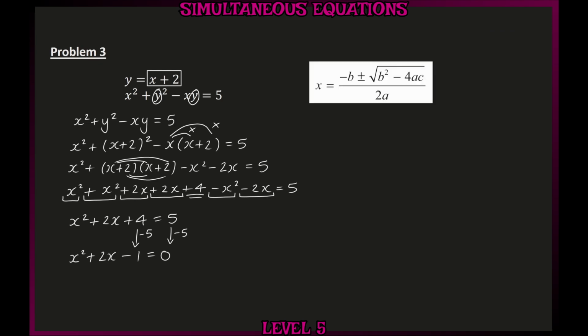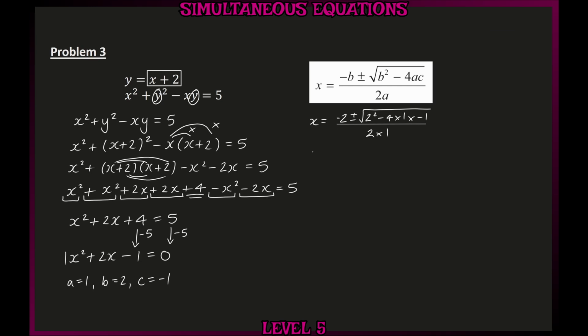So to start, we need to establish what our values for a, b and c are. Now a is a number in front of the x squared, which is 1. b is a number in front of the x, which is 2. And c is a constant at the end, which is minus 1. So substituting these into the quadratic formula, we have x is equal to minus b, so that's going to be minus 2, plus or minus the square root of b squared, so 2 squared, minus 4 times a, which is 1, times c, which is minus 1, all divided by 2a, which is 2 times 1.